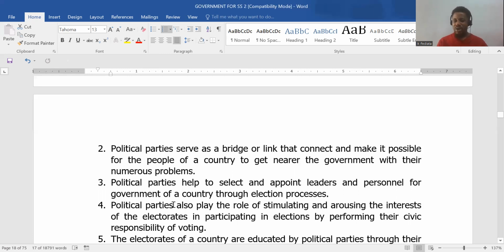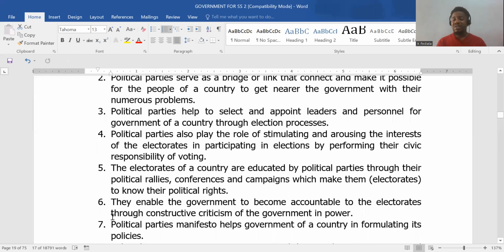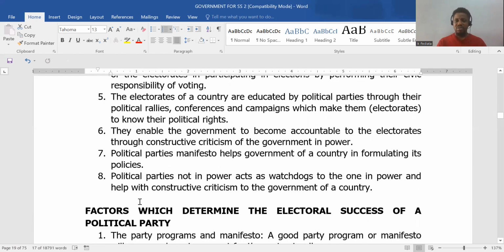So they aid in arousing the interest of the electorates to participate in electoral activities in the country, thereby discharging their civic responsibilities. It's very important to note this. They also aid in educating or sensitizing the electorate about things that happen in their country, who they should vote for, why they should vote for them, how the country is moving. They enable the government to become accountable to the electorates, to the people, through constructive criticisms. The opposition can criticize the government in power, right? So read it up.